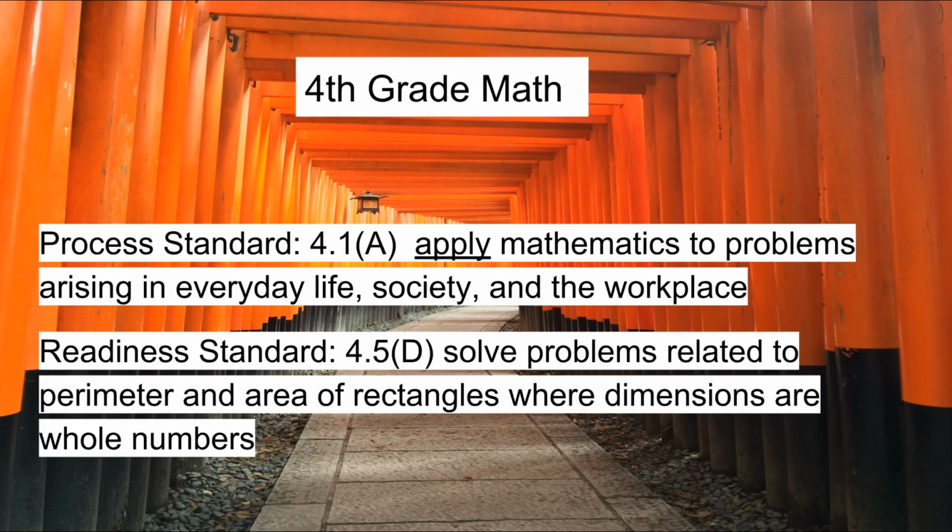Let's look at this example from 4th grade mathematics. The process standard tells us what students need to be able to do with the readiness standard. So, in Process Standard 4.1a, students need to be able to apply mathematics to problems that arise in everyday life. We could connect this to the Readiness Standard 4.5d, which requires students to solve whole number problems with rectangles concerning perimeter and area. Let's see if we could connect this to Bloom's taxonomy.